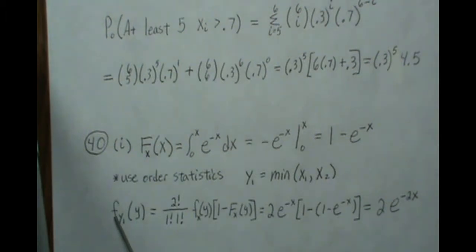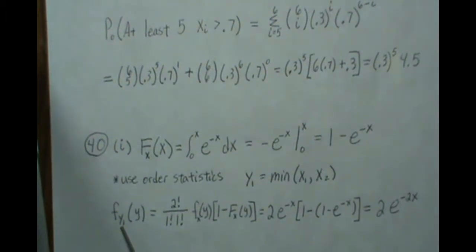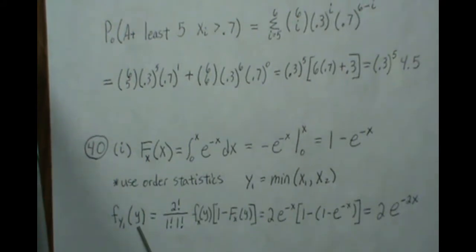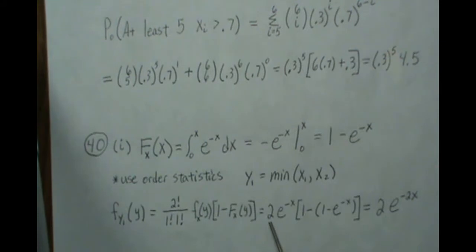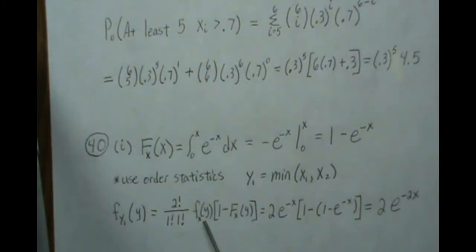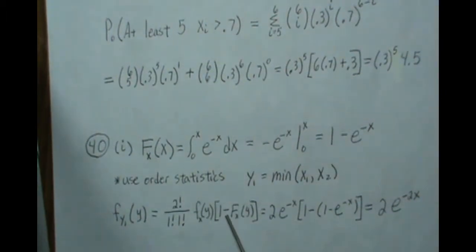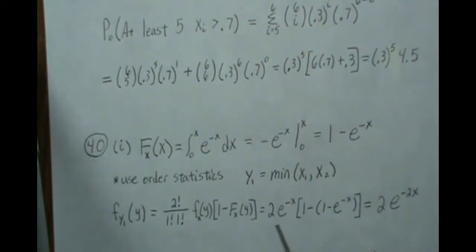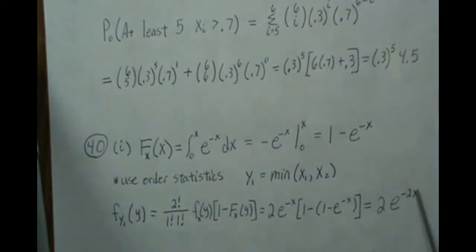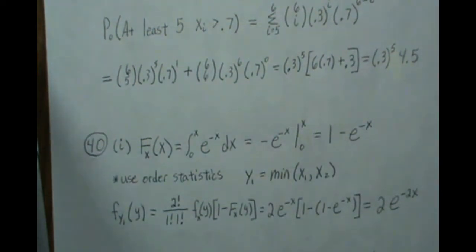So the density of the minimum of our sample of 2 is this. And then we plug in values. This evaluates to 2 times f of x of y. Oh, darn it, we should put in a y right there because that's a y. And then 1 minus capital F of x of y, which is this with the y plugged in. So that should be a y. And then this simplifies to this, where that's a y. And that's the answer. That's the density of f of y.